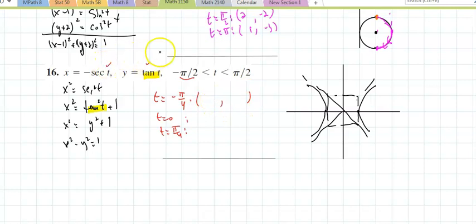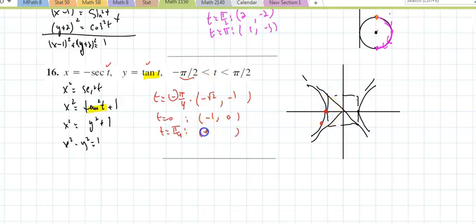And remember, I go to the original. If I plug in negative pi over 4, secant of that would be negative radical 2, because secant is 1 over cosine. Positive or negative makes no difference. But the tan of negative pi over 4 is negative 1. Negative radical 2, negative 1. At 0, if I put 0, secant of 0 is 1, because cosine of 0 is 1. And that's a 0.